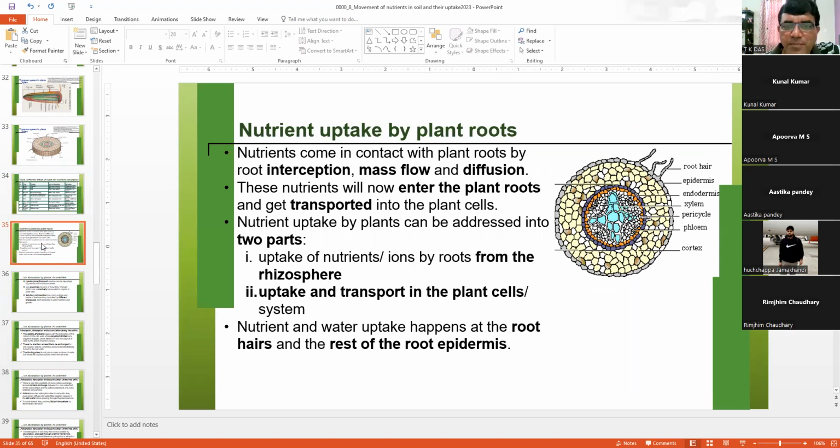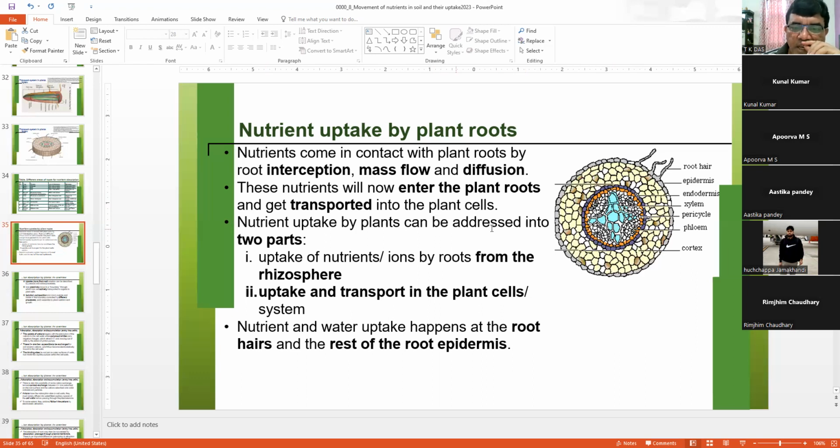Now you see nutrient uptake by plant roots. We come to the main topic now. Nutrients come in contact with the plant root by root interception, mass flow, and diffusion. This is already clear to you. These nutrients will now enter the plant roots and get transported into the plant cell. They must enter here, and they have to reach up to the xylem. How can they reach? There are a number of theories, a number of ways by which nutrients can enter the root cells and then reach up to the xylem.